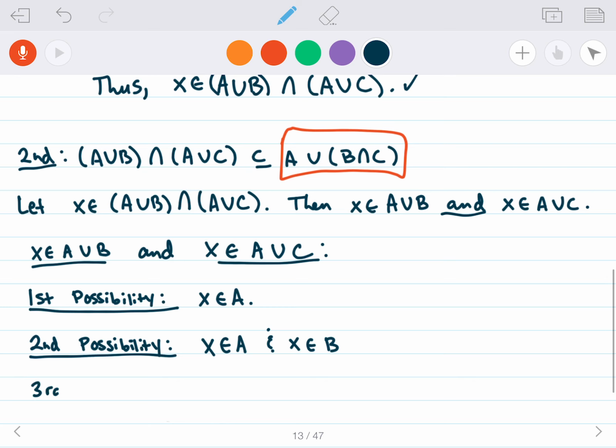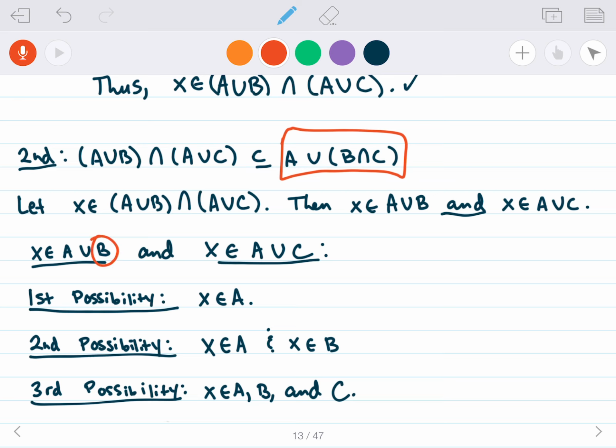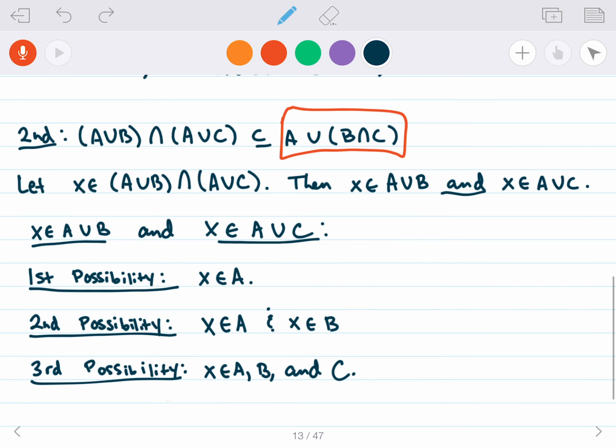What about a third possibility? It could be that this element is in all three of these sets. It could be in A, B, and C. That's definitely a possibility. Or we could have X is in B and X is in C, right? We could have that possibility as well.